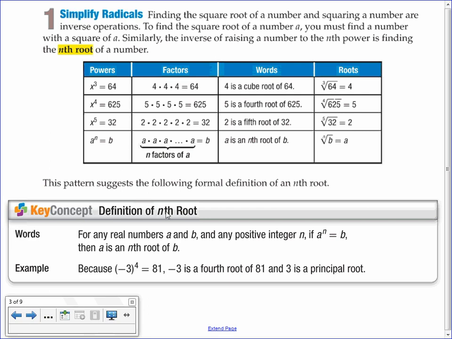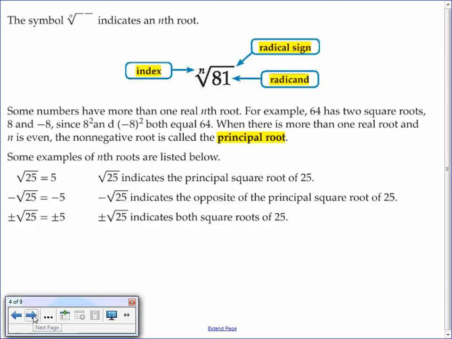Our definition of nth root is for any real numbers a and b, and any positive integer n. If a to the n equals b, then a is an nth root of b. So that's the definition that we're working with there. When you're dealing with roots, this number that you see right there is the index. And, of course, you've got your radical sign and your radicand. If you don't see the index, we're talking about basically the square root.